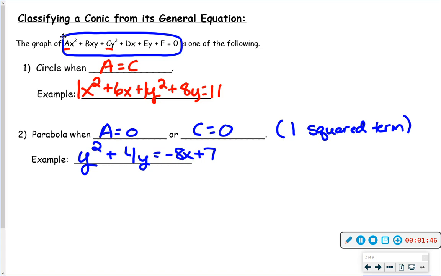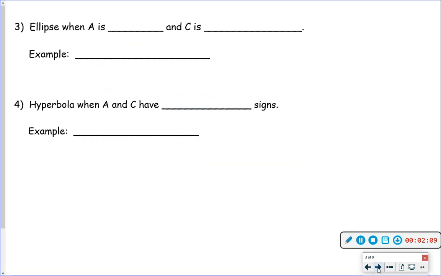Now, ellipse, if you think about the pictures, an ellipse and a circle are kind of similar. Obviously, your ellipse on the board here is more of an oval shape, but the equations are similar. You still have two squared terms. They're still both positive, but you have different values in front of them. So you might have 9x squared and 4y squared. You have different coefficients on them. So for ellipse, I'm going to put when A is positive and C is positive, because that's going to switch when I go to hyperbola.